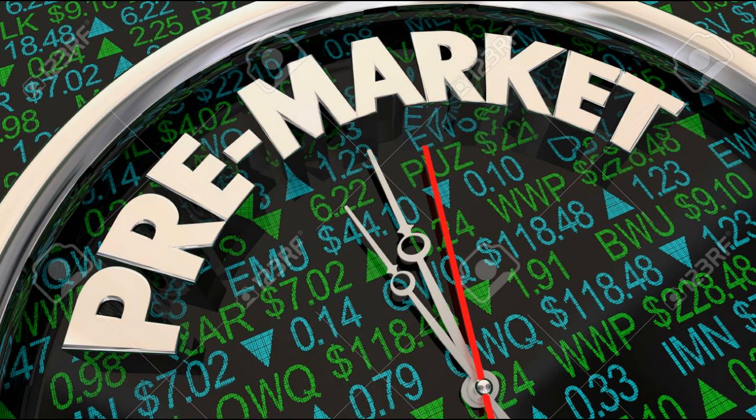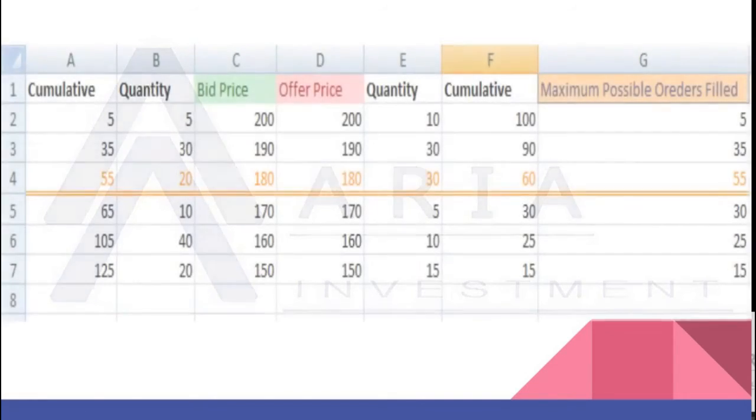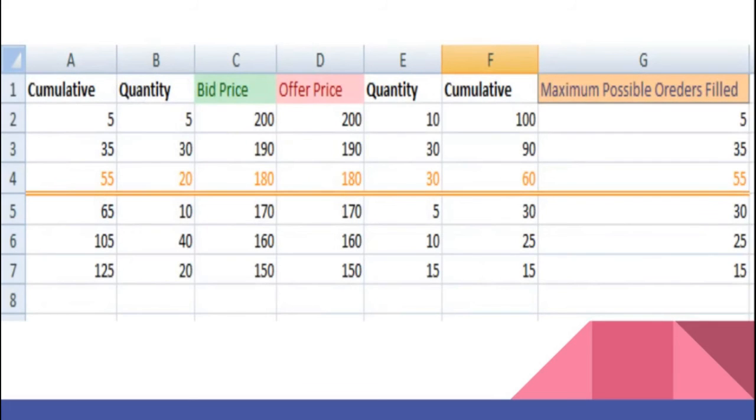Now we will see how the opening price for a particular stock is decided based on the orders placed in the pre-market session. Consider a stock XYZ where there are people who want to buy it at 200 rupees, with 5 quantities to be bought at 200. There are 30 orders for 190, 20 for 180 and so on. Similarly, on the selling side, there are 10 orders waiting to get filled at 200, 30 orders waiting to get filled at 190 and so on.